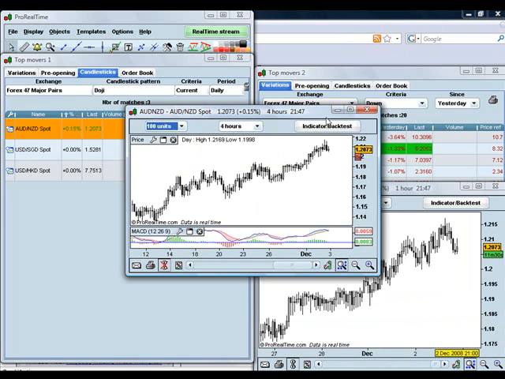So some other neat little scans there for you to play around with, and also things that we're going to be able to use in later lessons to look for multiple different conditions all at the same time using another section of the software. So I wanted to show you that quickly.